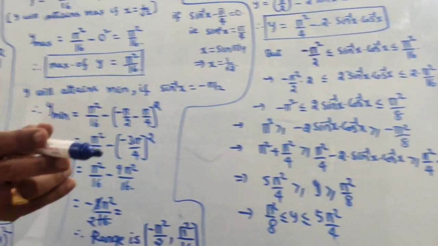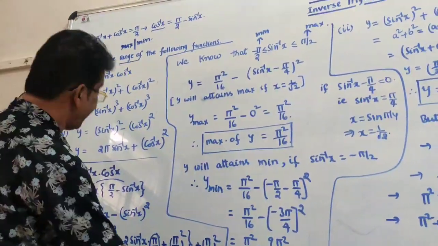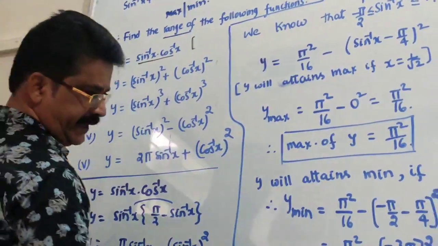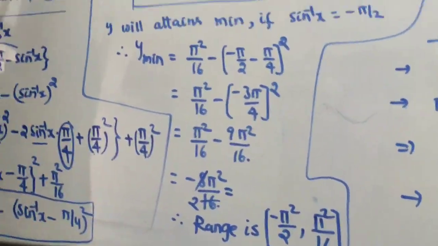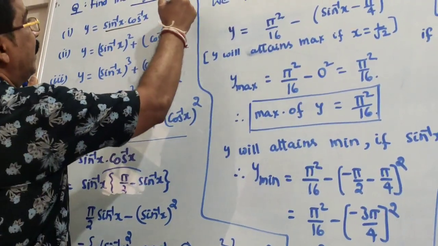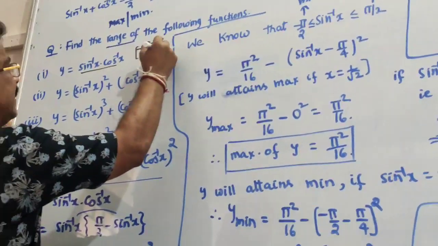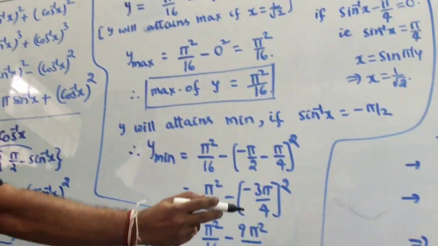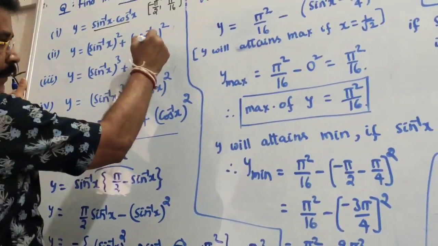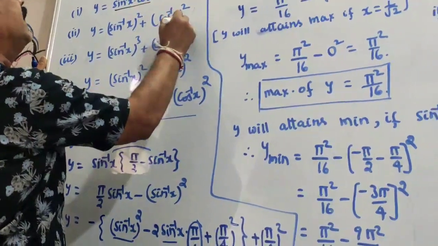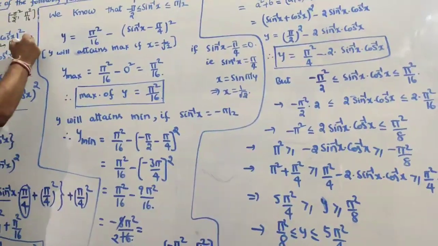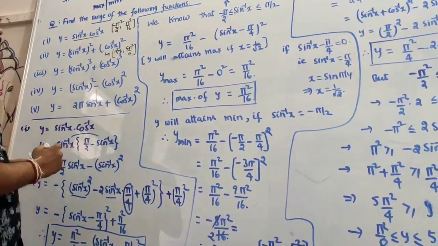So therefore you come here, its range. For the first question, the range is the closed interval of minus pi square by 2 comma pi square by 16. Next, for the second problem, for this the closed interval of pi square by 8 comma 5 pi square by 4. So this is the second problem.